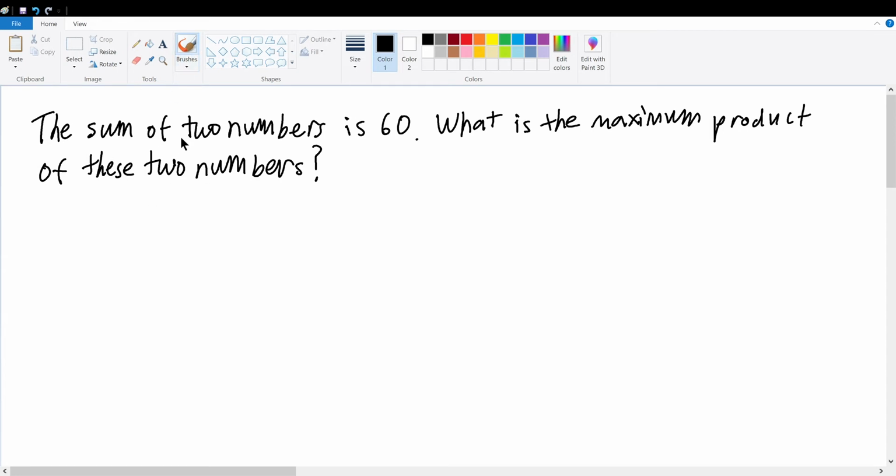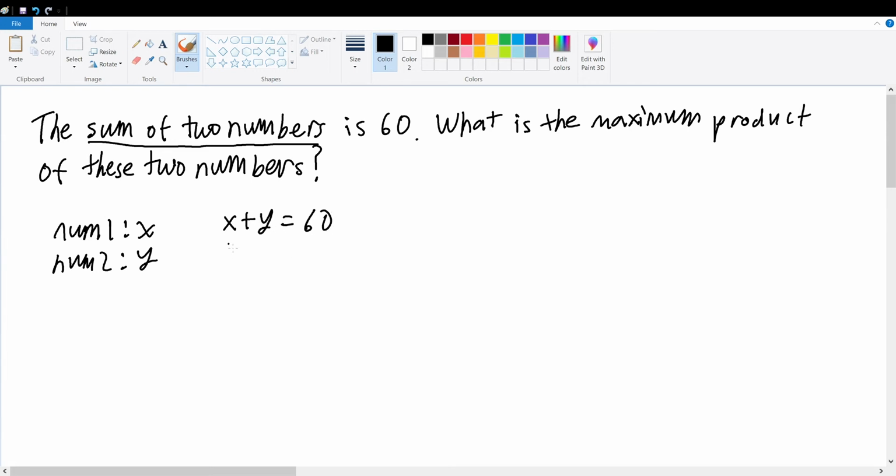And in this case, we are trying to solve for the two numbers, which I'm going to suppose number 1 to be x and number 2 to be y. So we are given that the sum of these two numbers should be 60. So I'm going to write that down as a reminder. And now I'm trying to find the maximum product of these two numbers.